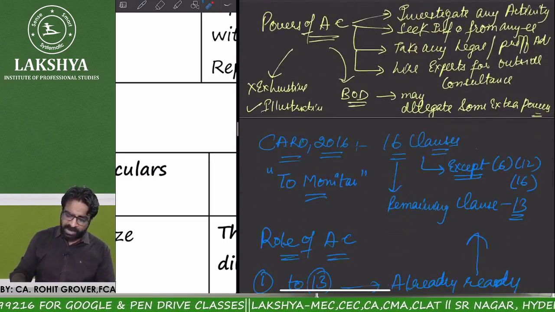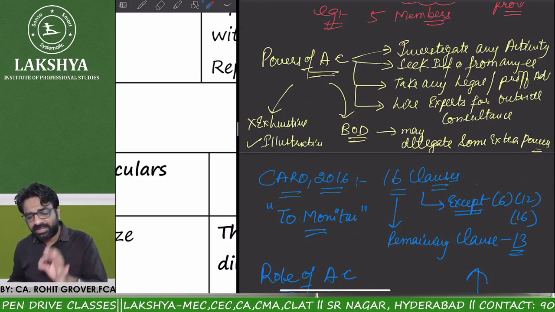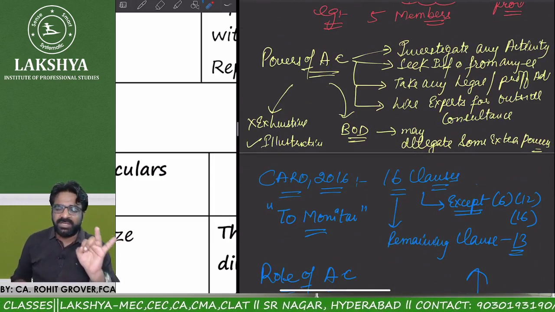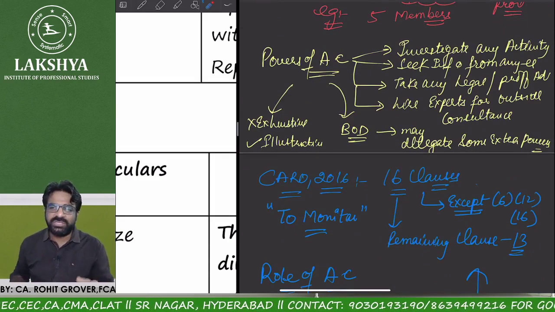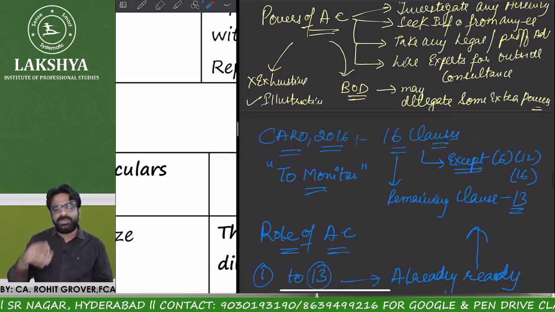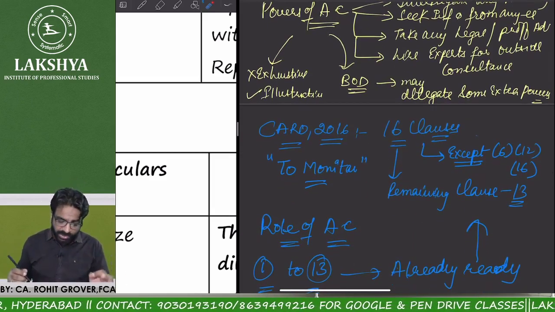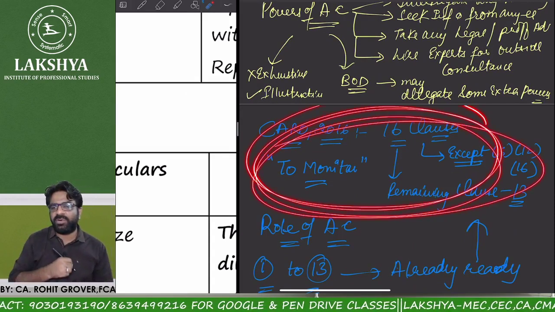And then we understood the powers of the audit committee, which are broadly speaking four, but they are not exhaustive, they are illustrative. The first power is to investigate, then to seek any information, to take legal and professional advice, and the next one is to hire experts from outside consultation. Next point, the board may also delegate extra powers. Then the most important thing we understood is the roles and responsibilities of the audit committee.